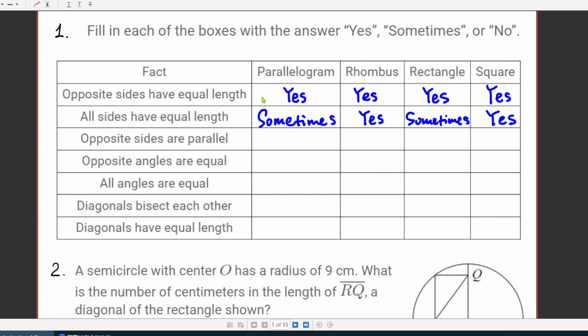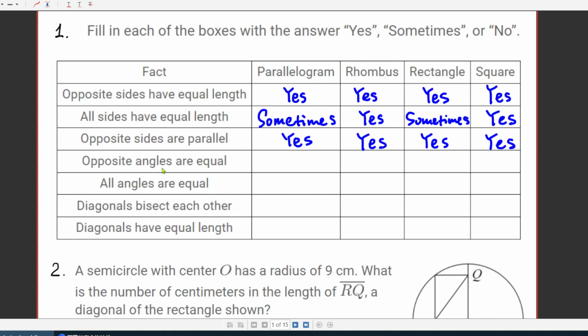Okay, for parallelogram, opposite sides are parallel. Yes, of course. This is a property of a parallelogram. Rhombus, opposite sides parallel. Yes, because this is also a property of a rhombus, right? Rectangle, opposite sides are parallel. Yes, and for square, this is also true.